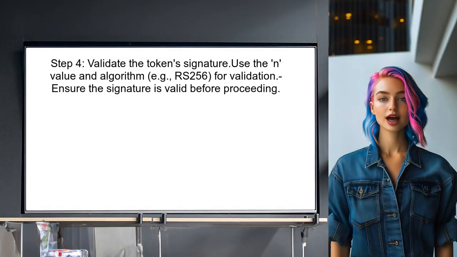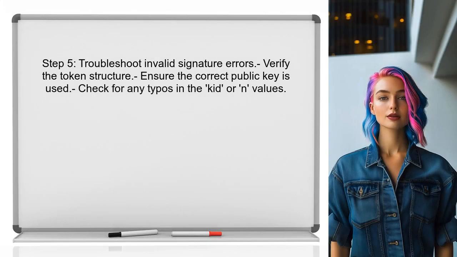Now, the user can use the N value from the public key along with the appropriate algorithm to validate the token's signature. This step is crucial for ensuring the token's integrity. Finally, if the user still encounters an invalid signature error, they should double-check the token's structure and ensure that the correct public key is being used.